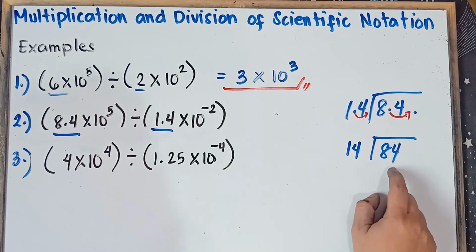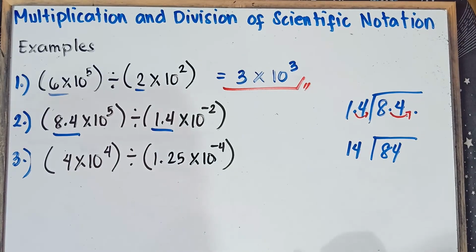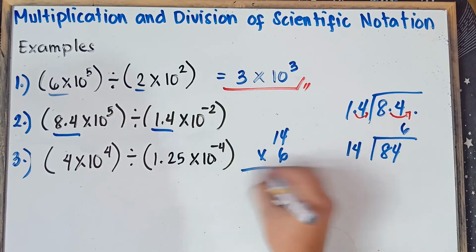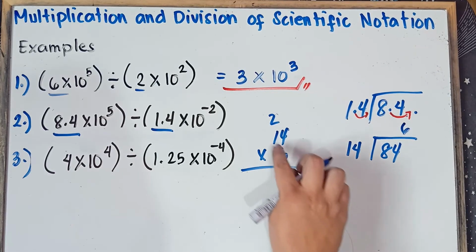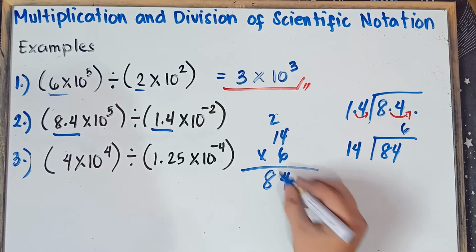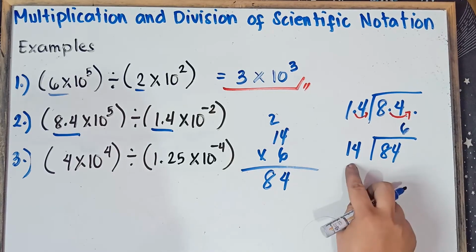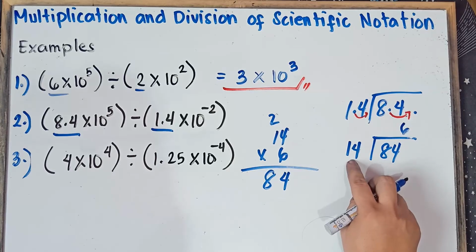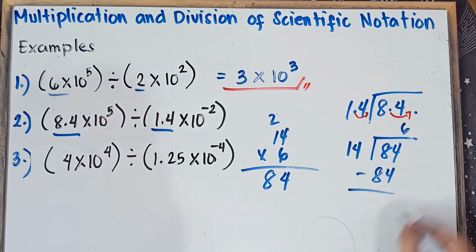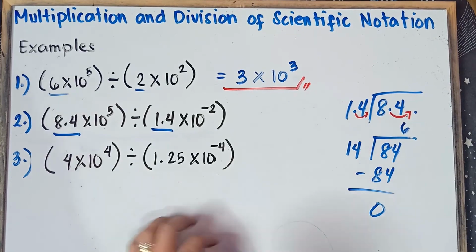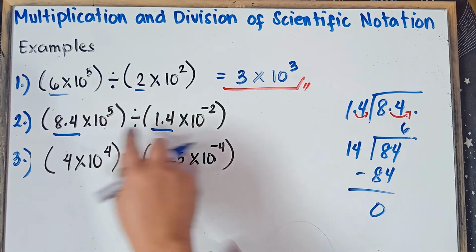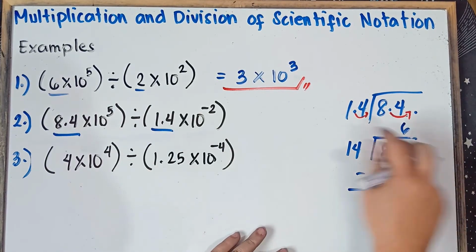And then 84 divided by 14, that would be 6. This will be 6 because 14 times 6: 6 times 4 is 24, 4 carry 2. 6 times 1 is 6, plus 2 is 8. So 84 divided by 14 is 6. 6 times 14 is 84. Subtract, that would be 0. So therefore 8.4 divided by 1.4, the answer is 6.